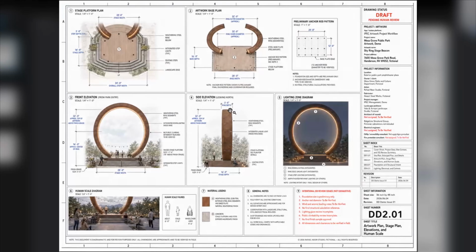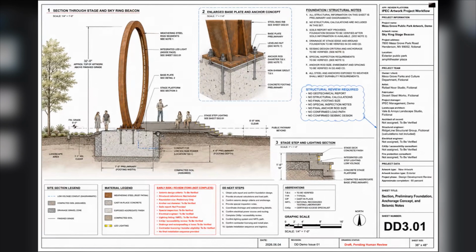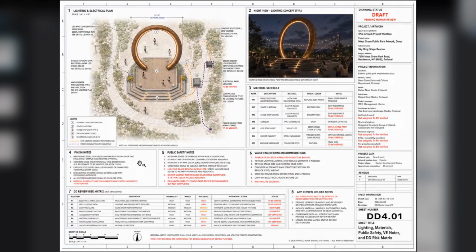Third sheet, artwork plan, stage plan, elevations, and human scale. You can tell here this is the front elevation, side elevation, and artwork-based plan. Fourth sheet, this has a section and foundation information, anchorage, and seismic information. The fifth sheet has lighting information, material, public safety, and value engineer notes, and public safety notes, finish notes, and all of this information.